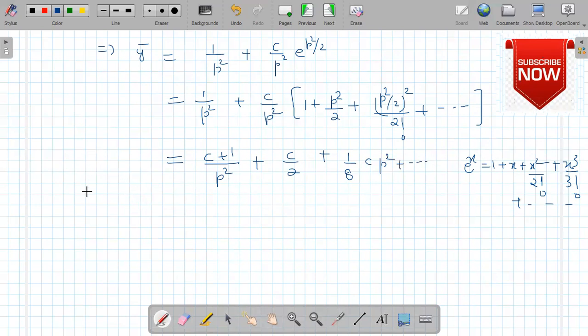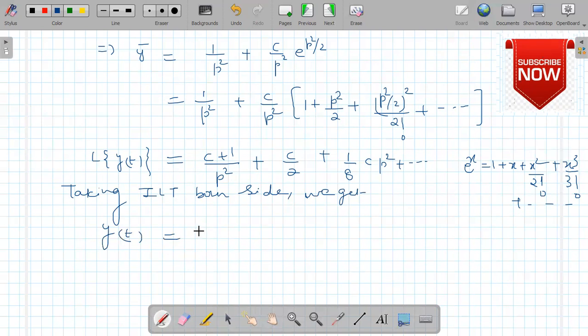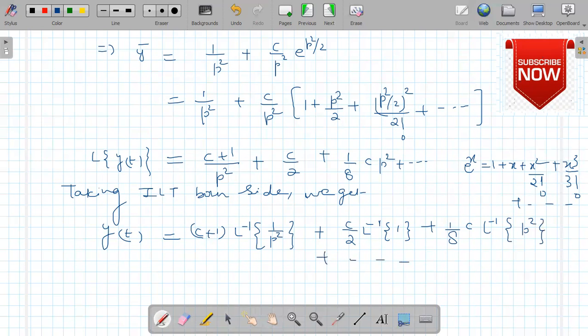So this is nothing but we have Laplace of y(t) here. Taking the inverse Laplace transform at this stage, ILT both sides, I'll get y(t) is equal to c plus 1 is constant, so Laplace inverse will work on 1 upon p square; plus c upon 2 is again constant, Laplace inverse will work on 1; and 1 upon 8 c is constant, Laplace inverse will work on p square, and so on. Ahead of this term we have all the positive powers of p.